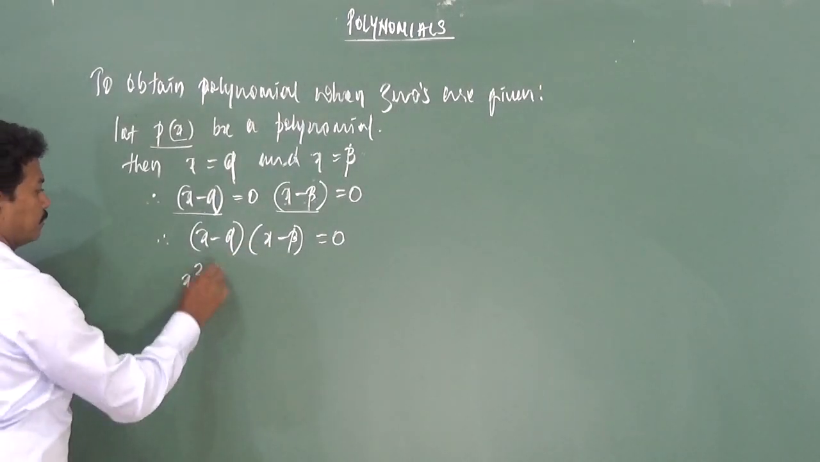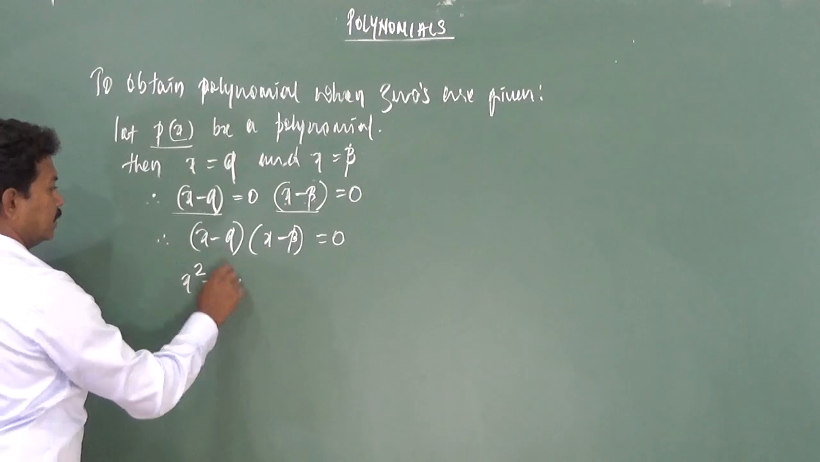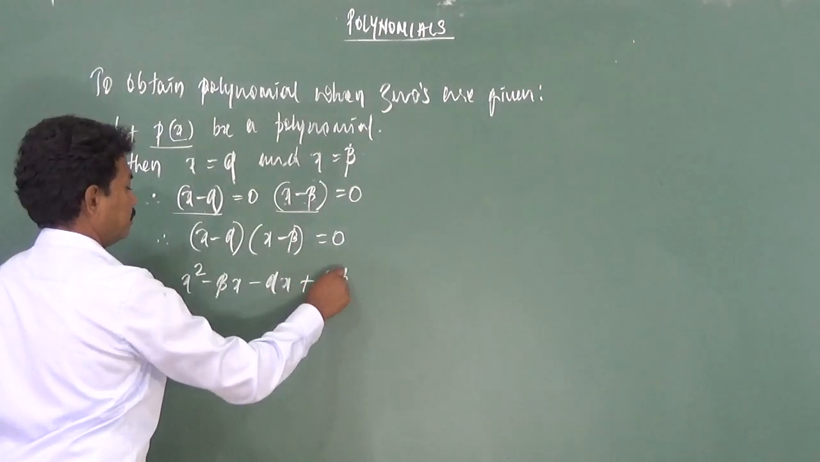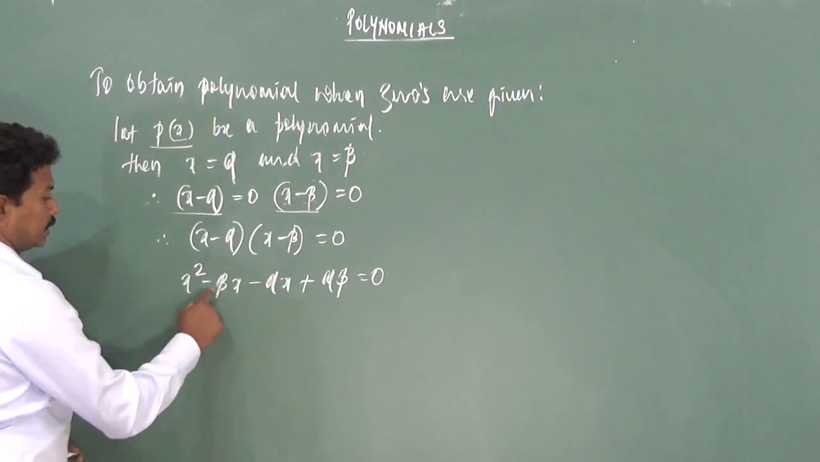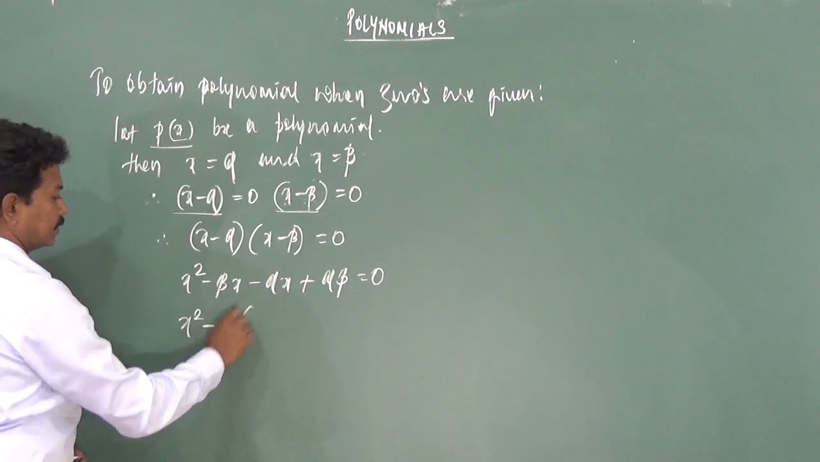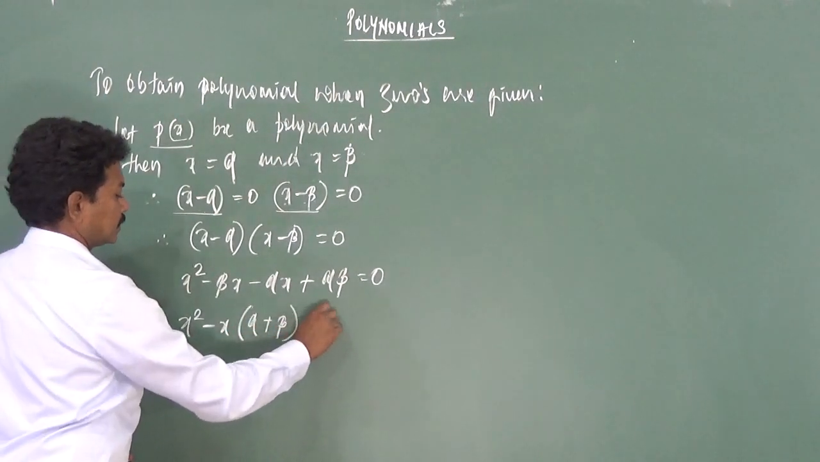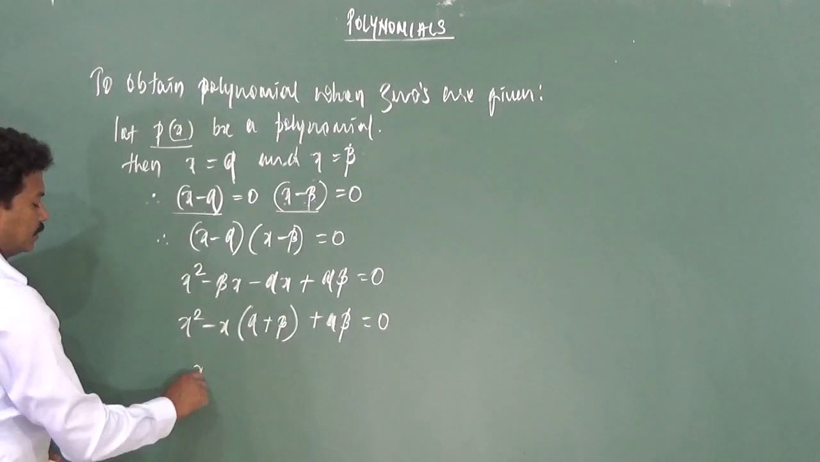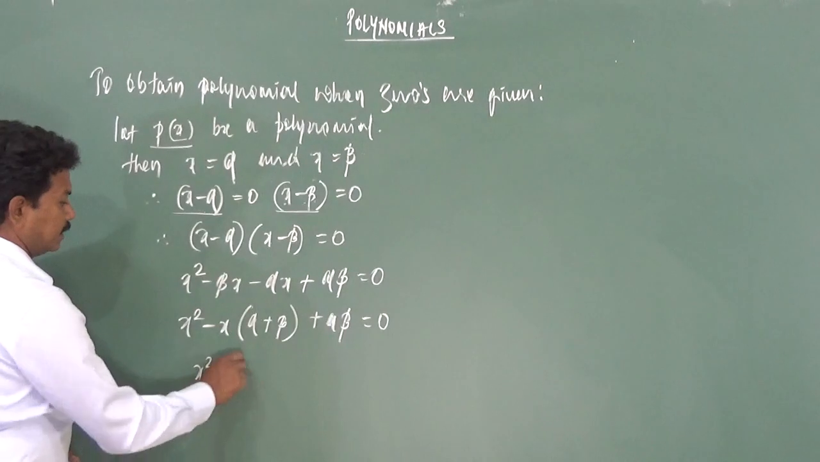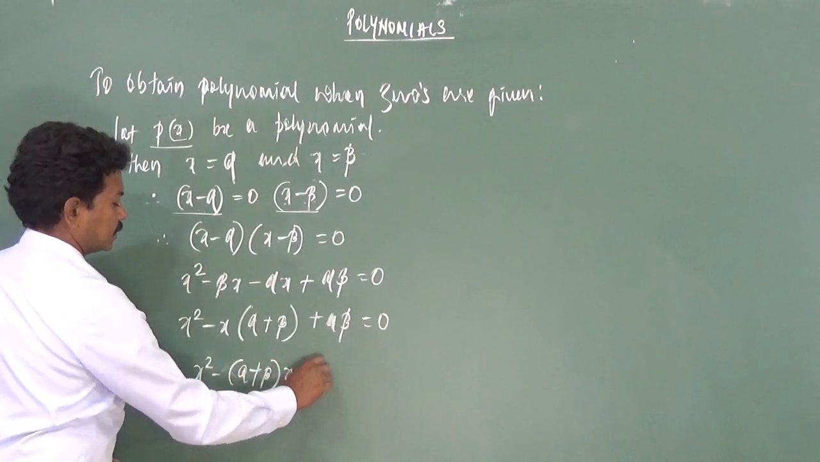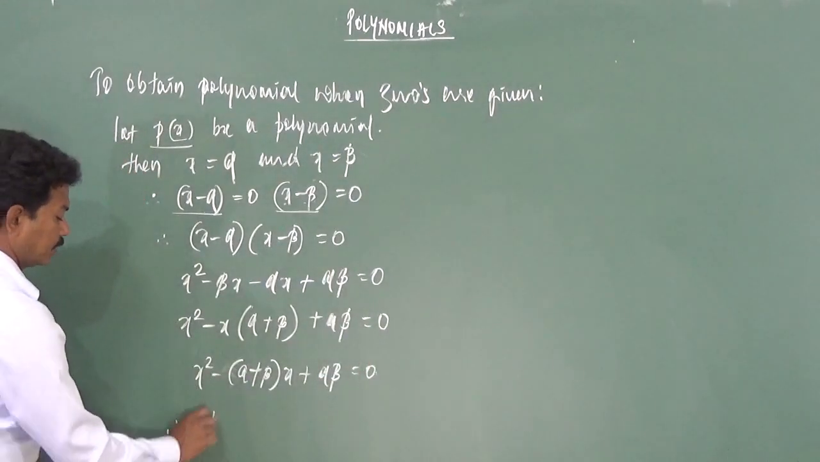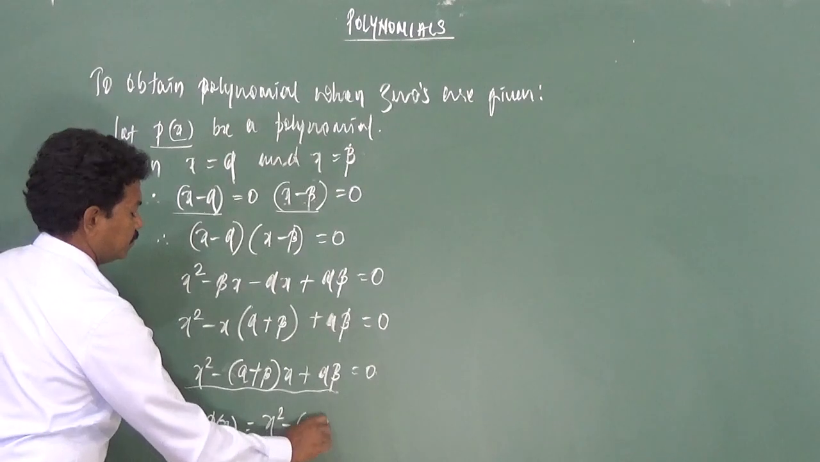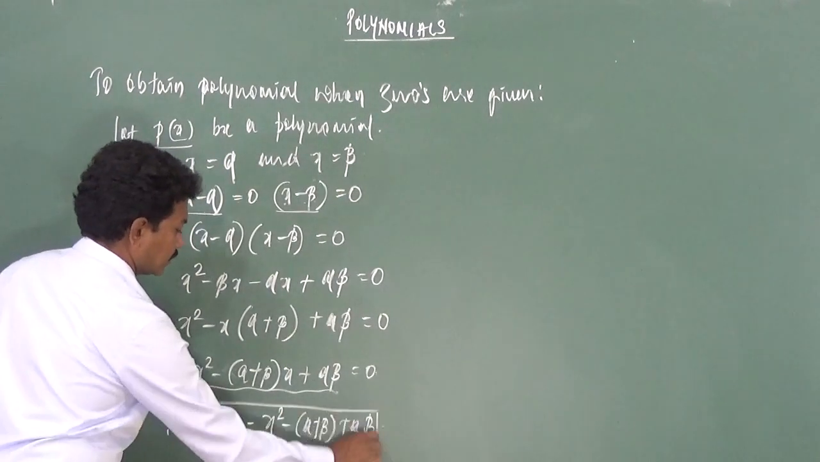So now let us multiply this. x into x is x square, x into minus beta is minus beta x, minus alpha into x is minus alpha x, minus into minus is plus alpha into beta is alpha beta, is equal to 0. So x square minus, we will take x and minus as common, so minus x into alpha plus beta plus alpha beta is equal to 0. So x square minus alpha plus beta into x plus alpha beta is equal to 0. So therefore P of x is equal to, this is the required polynomial, that is x square minus alpha plus beta into x plus alpha beta.